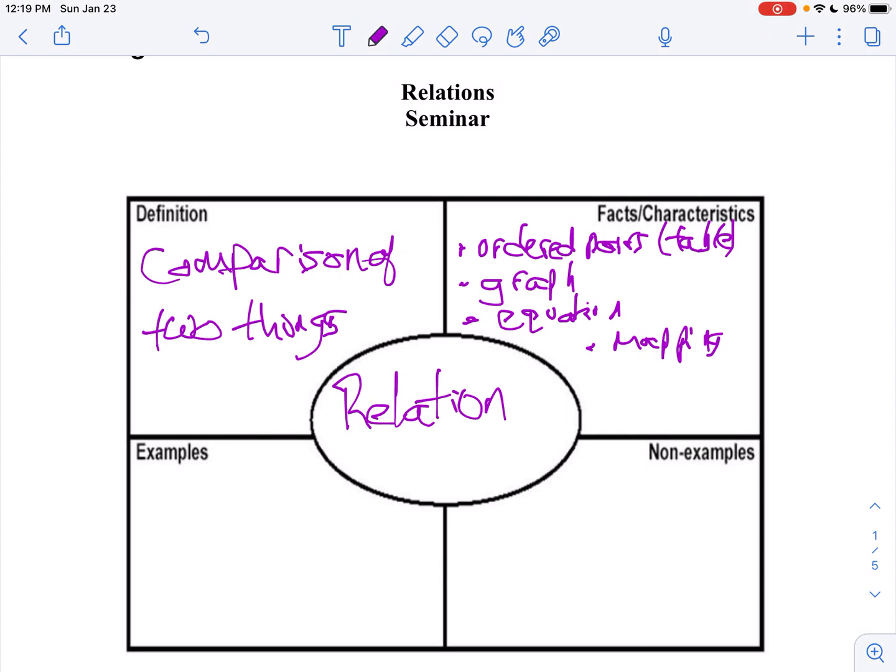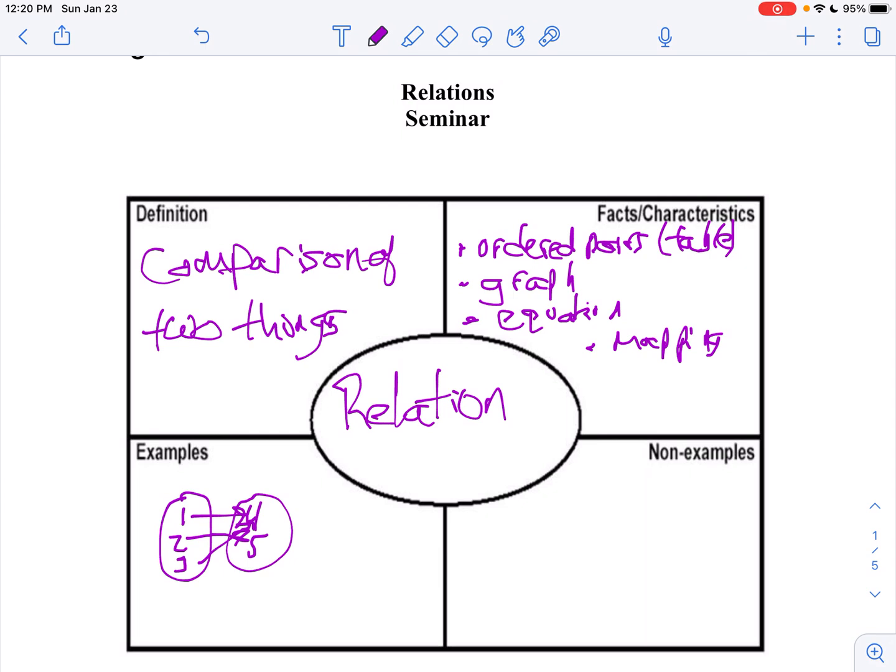So under examples, let's make a mapping, because that's not one we're very familiar with. So for example, if I have the numbers 1, 2, and 3, and over here I got 4 and 5. If 1 goes to 4, 2 goes to 5, and 3 goes to 4, that's a relation because you're comparing two things.